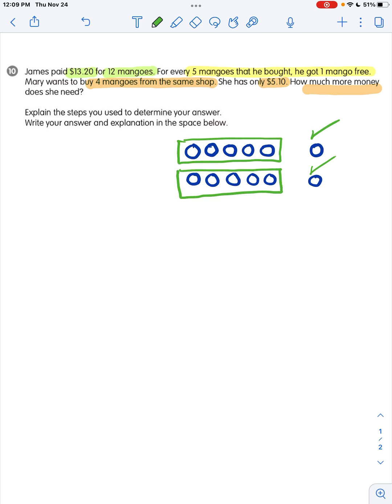So if we think about it, James paid $13.20 for 10 mangoes. So divided by 10 mangoes, that will give us the price that James paid for each mango. So that's $1.32. So for each mango, James paid $1.32, right?